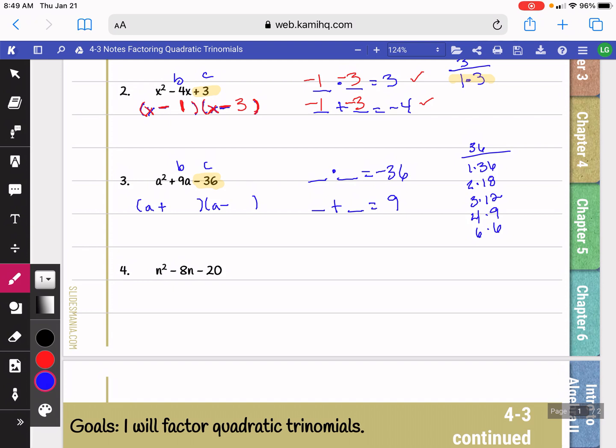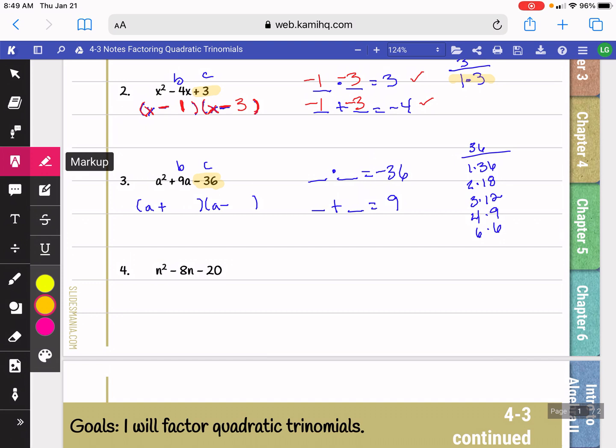Now that you have your list of numbers done, you want to see which ones add or subtract to give you your B. So I'm going to look at these. Which ones can I add and subtract to get 9? Well, I cannot add 1 and 36 to get 9 or subtract. For 2 and 18, I would get either 20 or 16. For 3 and 12, I would get 15 if I add, 9 if I subtract. So 3 and 12 is a possibility. For 4 and 9, I would either get 13 by adding, 5 by subtracting. And 6 and 6, I would get 12 and 0. So the only one that works here is 3 and 12.